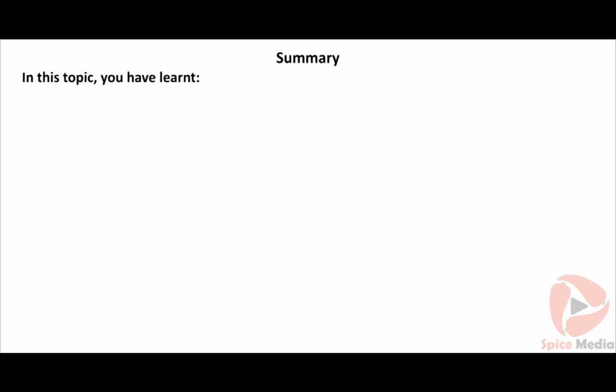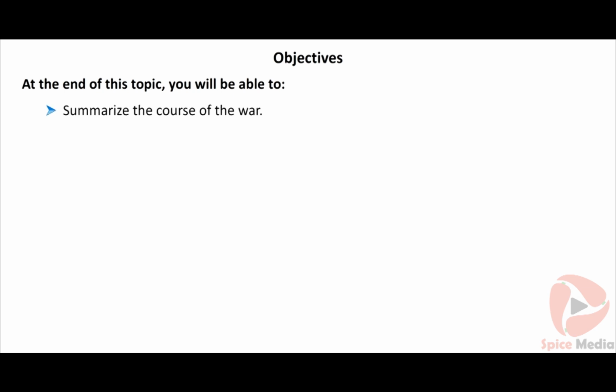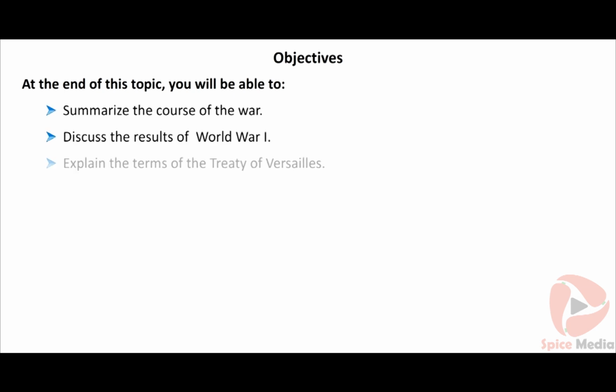In this topic, you have learnt there were many causes for the First World War: ambition of Germany, system of alliance, lack of international organization, militarism, colonial and commercial rivalry, the Moroccan Problem, the Balkan Problem, and French interest. Assassination of Prince Ferdinand was the immediate cause. At the end of the topic, you will be able to summarize the course of the war, discuss the results of World War I, explain the terms of the Treaty of Versailles.